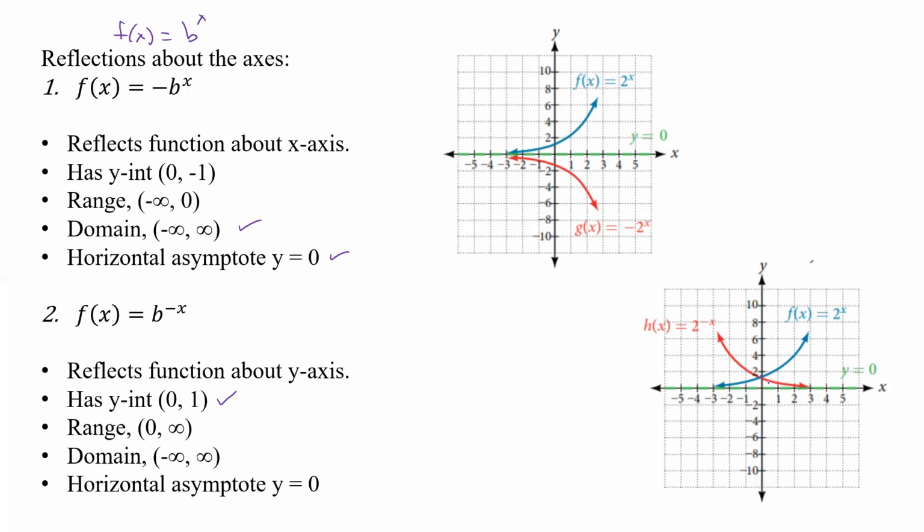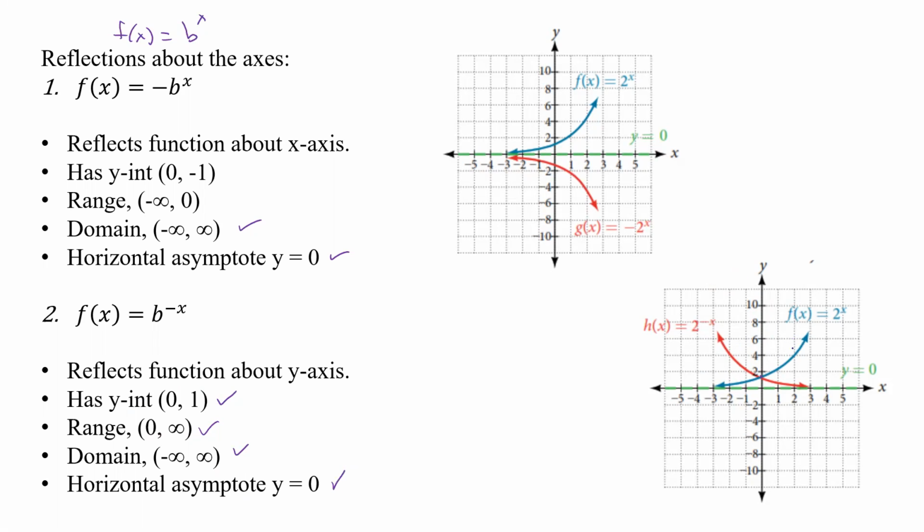Now, what about our range? Our range is still going from 0 to infinity, because all we're doing is going back and forth across this, so nothing changes as far as up and down. Our domain stays the same as well, so we're good there. And our asymptote stays the same.